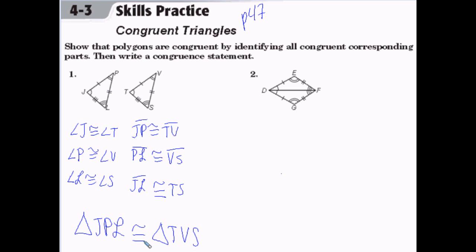DF is itself, so obviously it's not going to be marked because it is only one line, so it's only congruent to itself anyway. When we talk about these angles, that one piece.